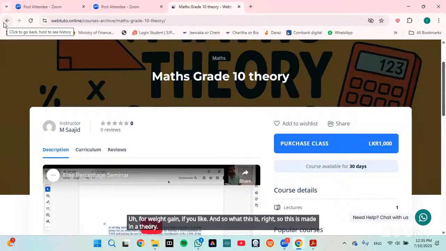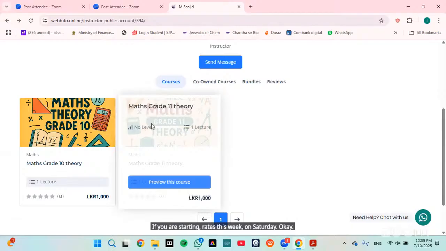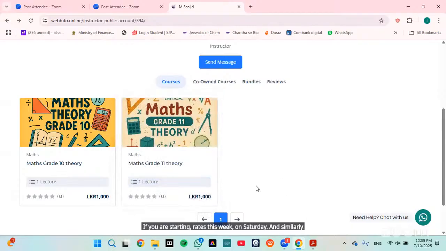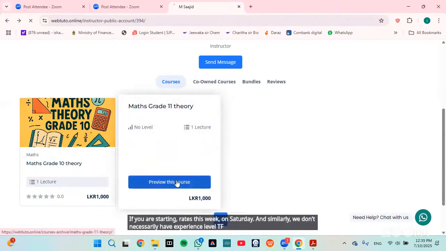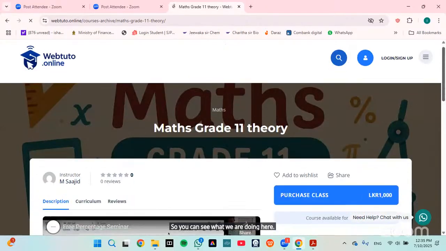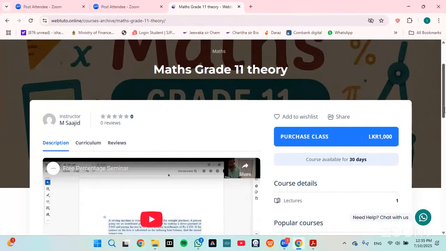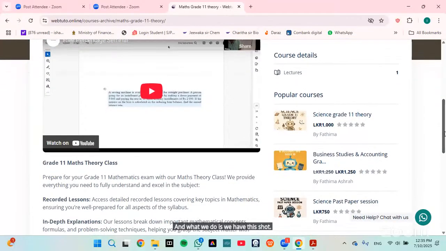We are starting rates this week on Saturday from 10 to 12. Similarly, for grade 11 as well, you have Maths Grade 11 Theory here. You can go to this course the same way and see what we are doing here. Again, you have the free demo lessons that you can watch. For grade 11, we are going to start data representation this time.